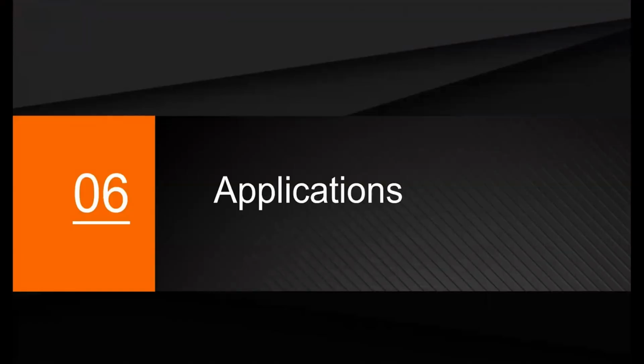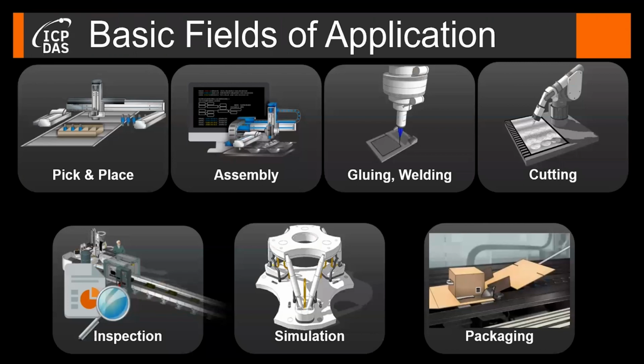Next, I will show some applications implemented by our customers using ICP-DAS's EtherCAT products. This slide shows a couple of basic machine applications implemented using our EtherCAT products, like component pick and place, high precision stationary welding and gluing machines, quality control, monitoring of production systems, and simulation systems.